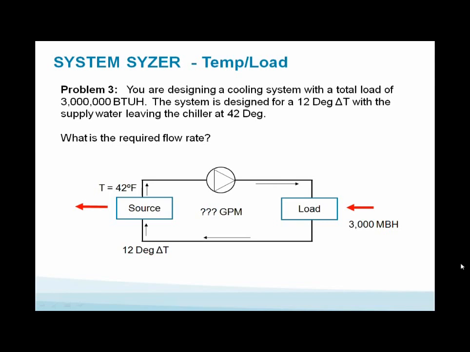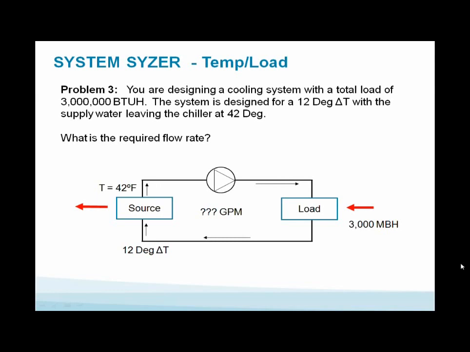And I repeat, you need to get very comfortable with this. Delta T, GPM, and BTUs. That's what we do every day on chilled water and hot water. This is why this system sizer is so important to you. Let's have another example. 3 million BTUs. That's my load.